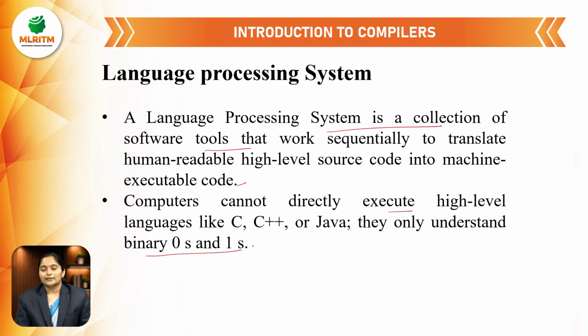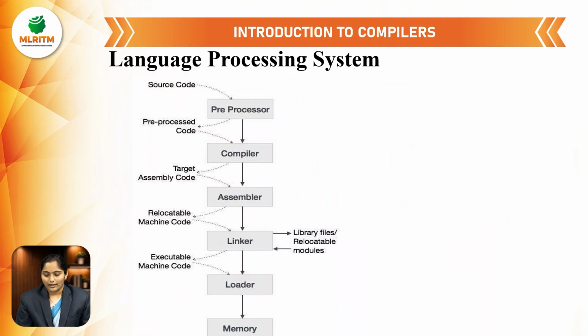As we already know, computers don't understand the high-level languages which are written by humans or programmers. The computer only understands binary zeros and ones. So here the language processing system can be used to convert the program which is written by the programmer into machine code or binary instructions.